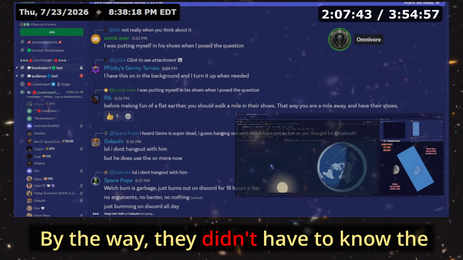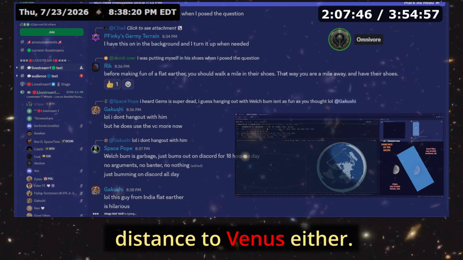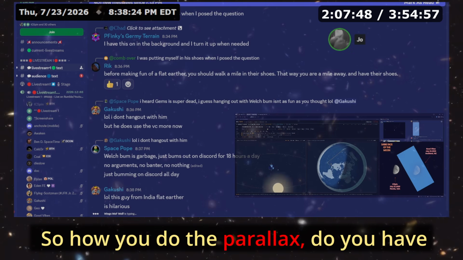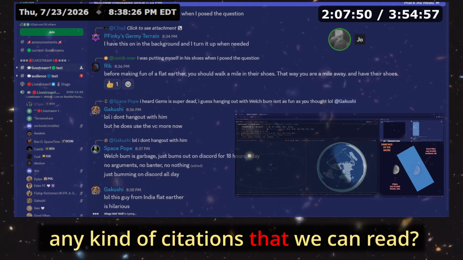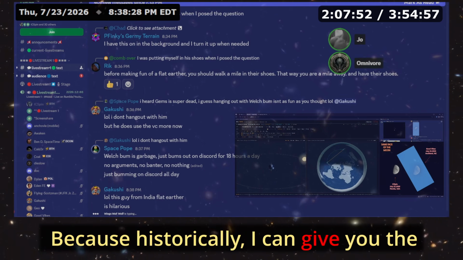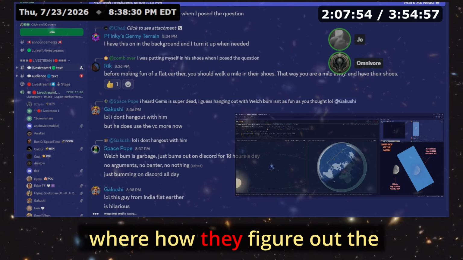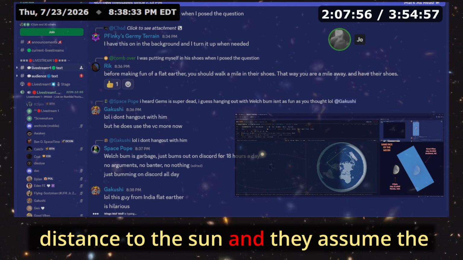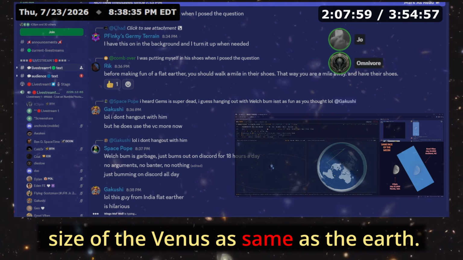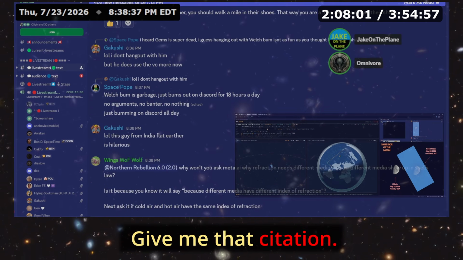By the way, they didn't have to know the distance to Venus either. So how do you do the parallax? Do you have any kind of citations that we can read? Because historically, I can give you the citations of how they figured out the distance to the sun, and they assumed the size of Venus was the same as the Earth. Okay, yeah. Give me that citation.